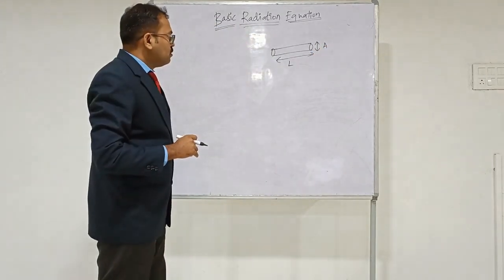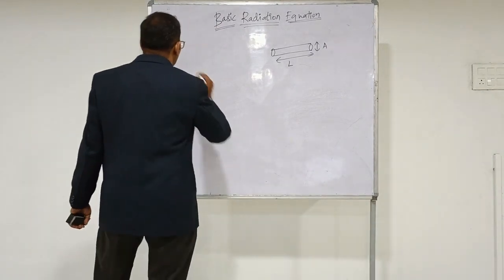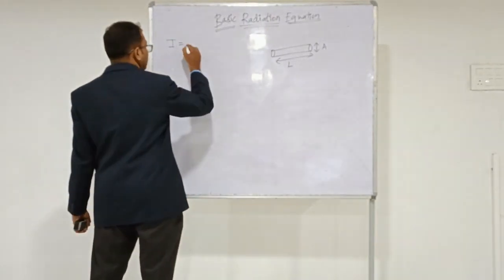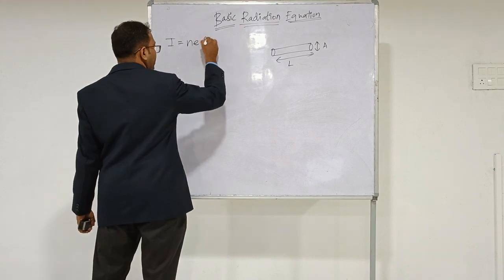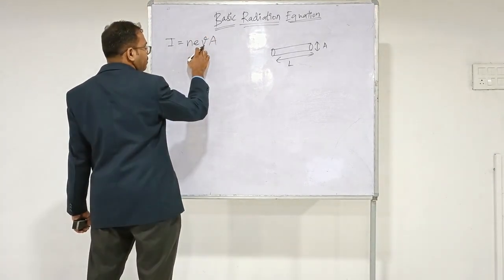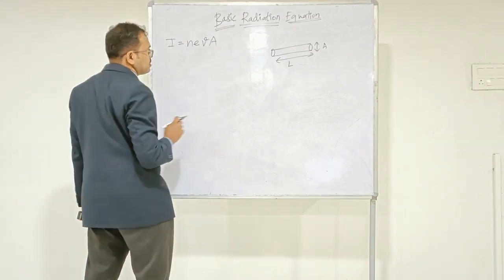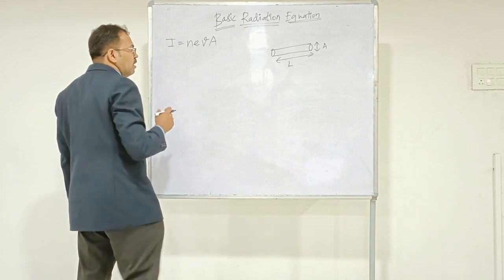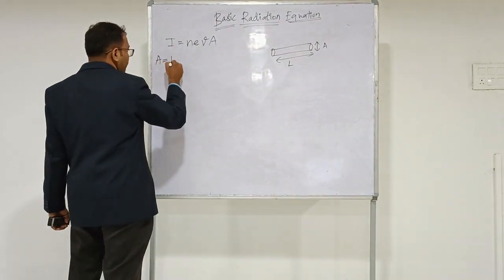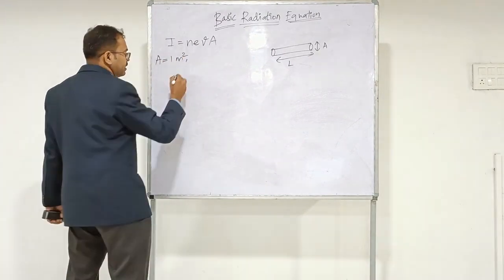From grade 12 you will be able to recollect that the current flowing through this conductor is I = N E v A, where N is the number of electrons, E is the charge of the electron, v is the drift velocity of the electrons, and A is the area of cross section of the conductor. For the sake of brevity, let me assume the area of cross section as 1 meter square.